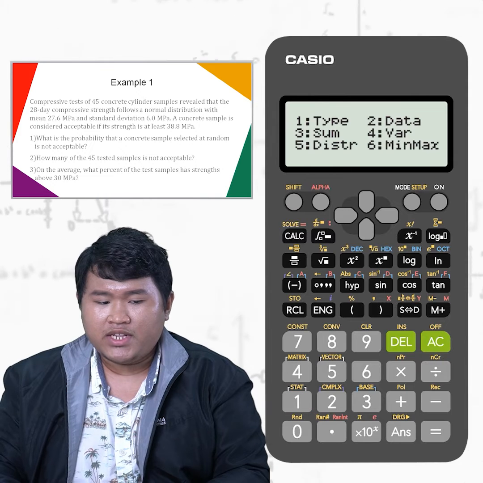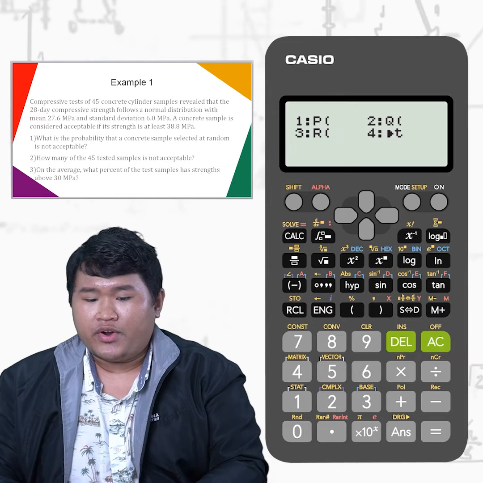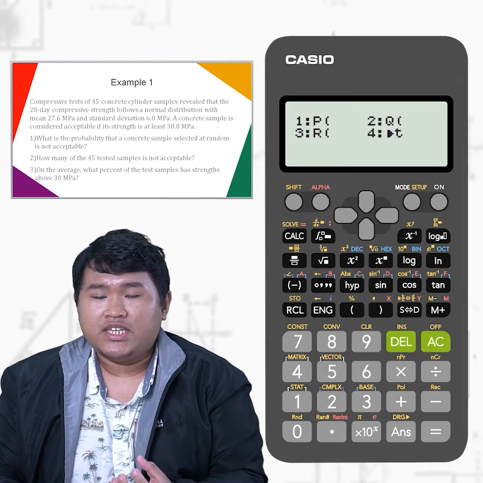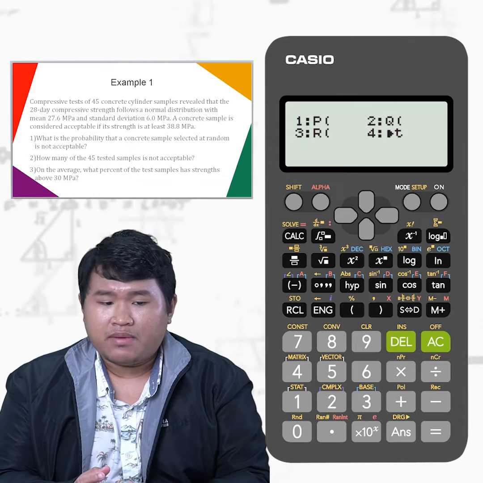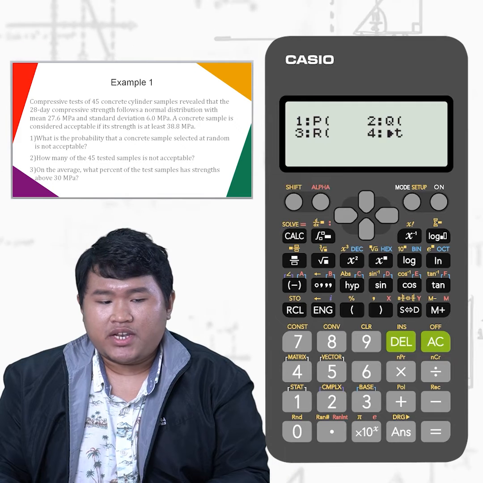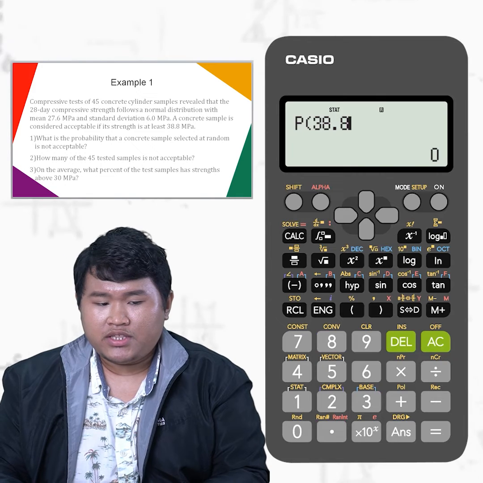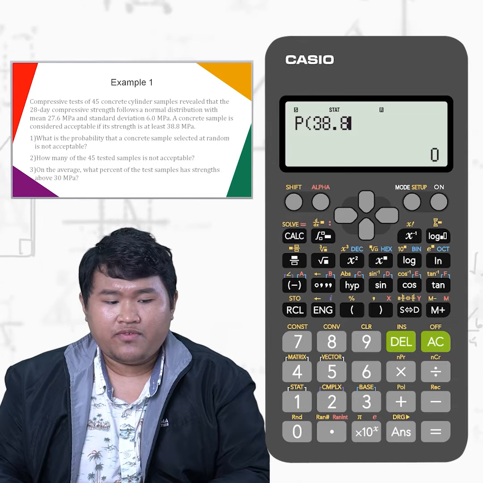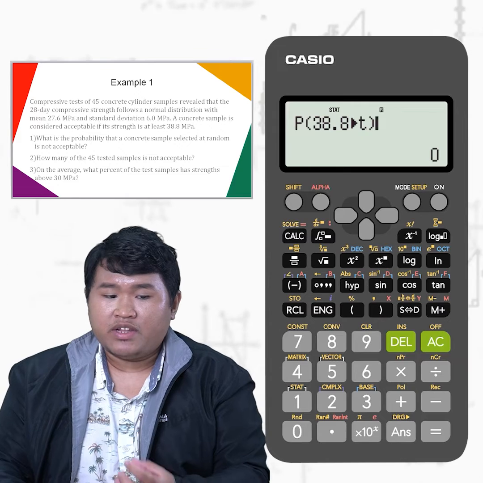Then let's press AC and access the statistics options. Shift 1 and then 5 for the distribution, and then let's choose between these 4. The problem says that we require the probability that a certain sample is not acceptable, meaning its strength shall be less than 38.8 megapascals. Since it is a less than, we will use the P function. Let's press 1 and then input 38.8. This is our criteria, 38.8. Then let's convert this 38.8 into a z-score using Shift 1 and then 5 and then 4, and then let's close, and press equals.